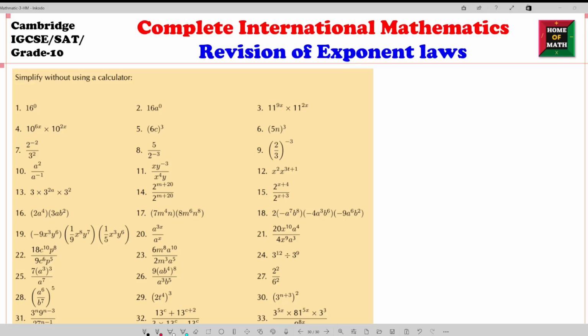Hey everyone, today we are revising exponent laws by solving problems without a calculator. Perfect for quick review. Let's dive in.